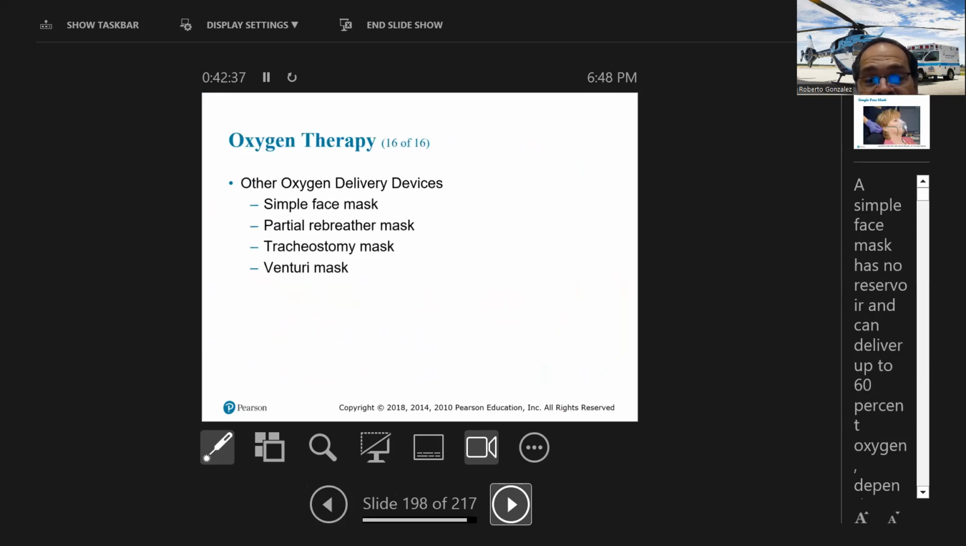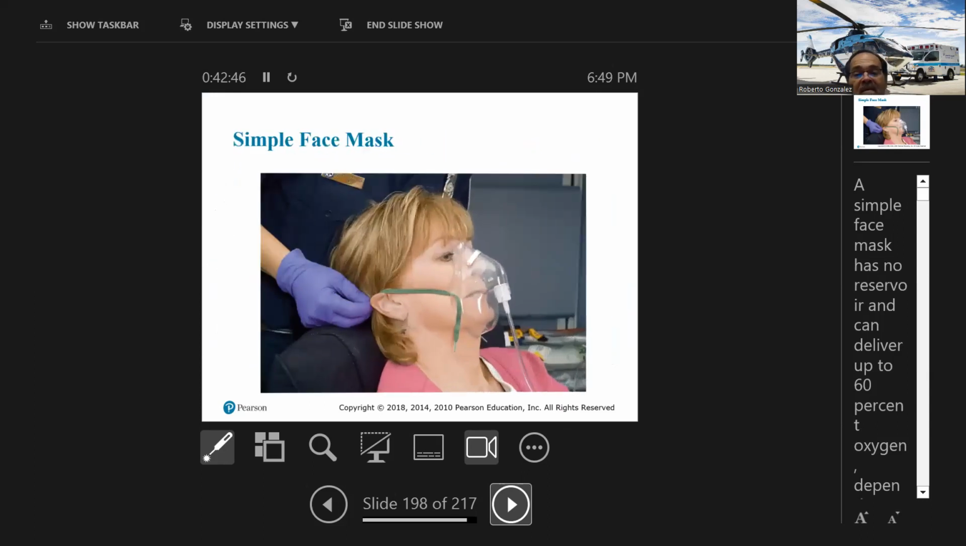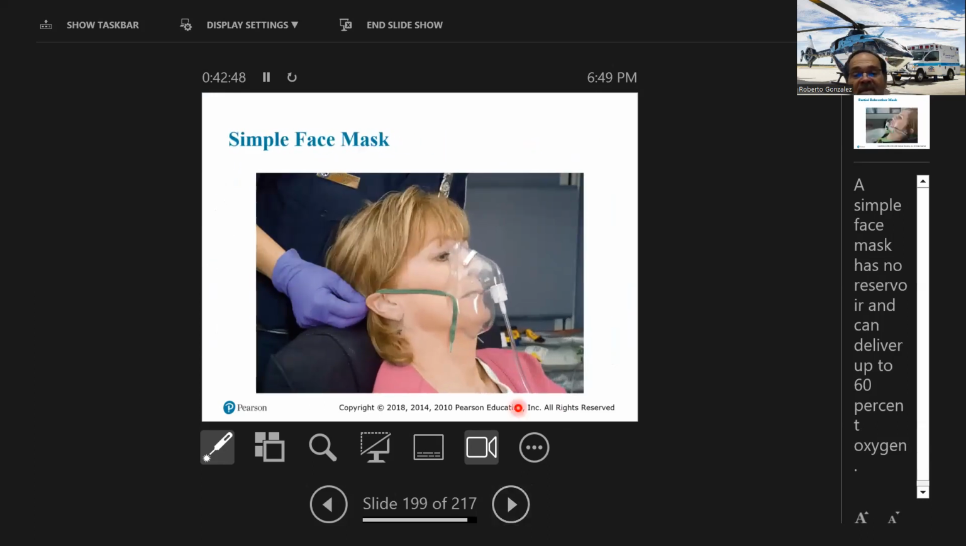Other oxygen delivery devices include a simple face mask, partial non-rebreather mask, tracheostomy mask, and Venturi mask. This is a simple face mask. The difference is that this one here does not have the reservoir. I didn't notice that.